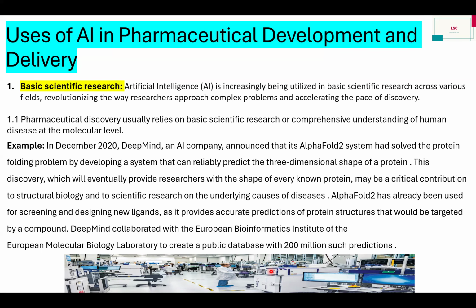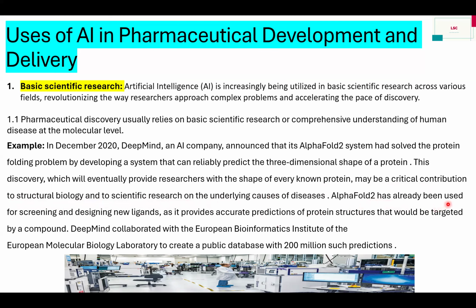an AI company, announced that its AlphaFold 2 system had solved the protein folding problem by developing a system that can reliably predict the three-dimensional shape of a protein. The discovery, which will eventually provide researchers with the shape of every known protein, may be a critical contribution to structural biology and to scientific research on understanding the causes of disease.